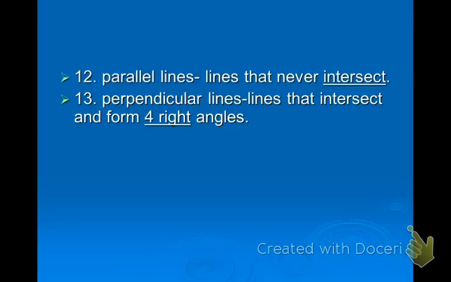Next we have perpendicular lines, and perpendicular lines, when they cross, form 4 right angles. So these two lines would be an example, and you see the 4 right angles that they create. The symbol for perpendicular is an upside down T.